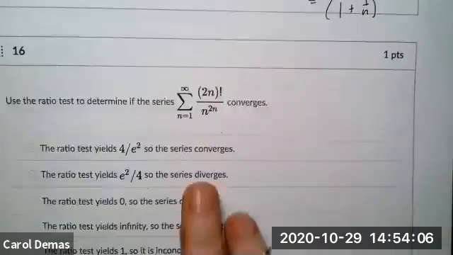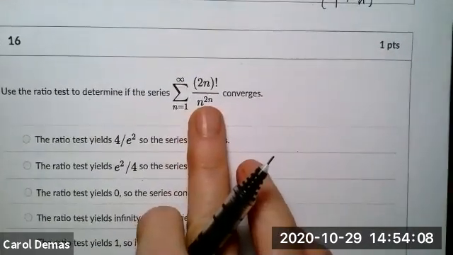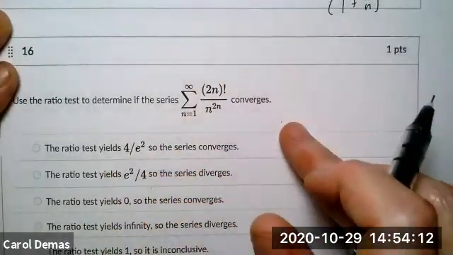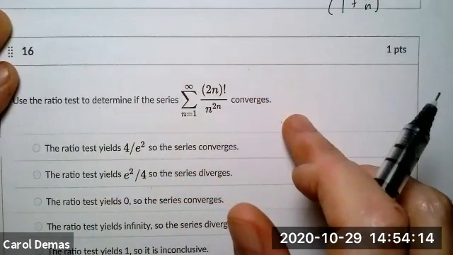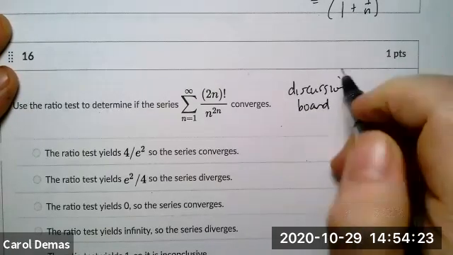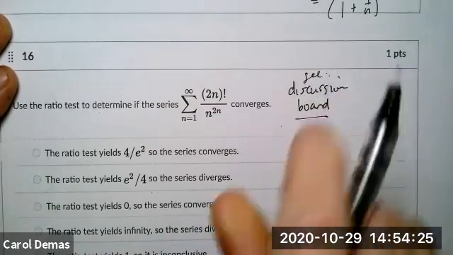All right, how about the next one, ratio test? I answered this one on the discussion board. Is it okay if I direct you guys to the discussion board for this one? And if you have questions about the way I did it, please ask.